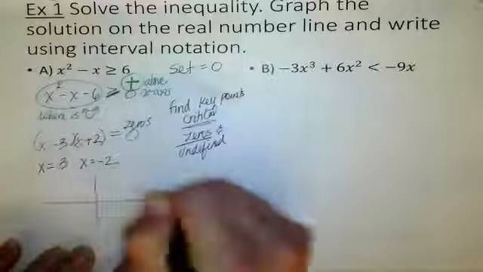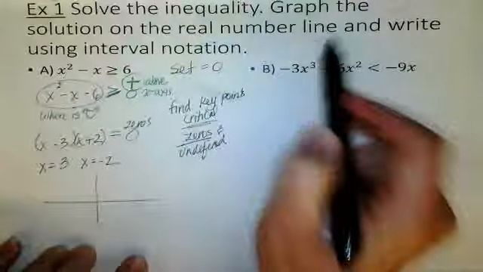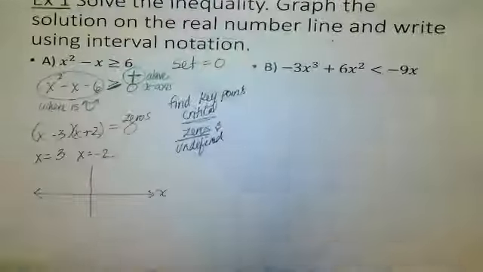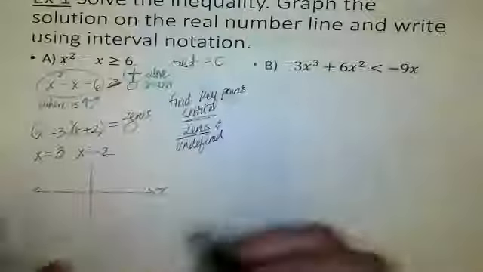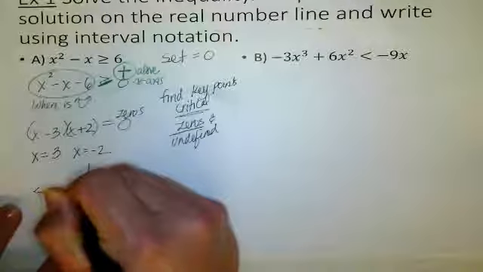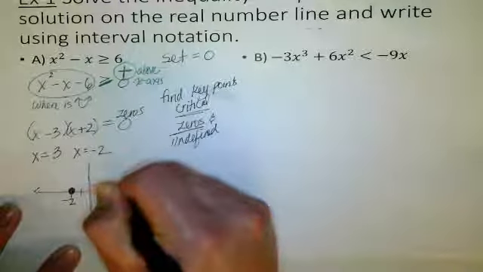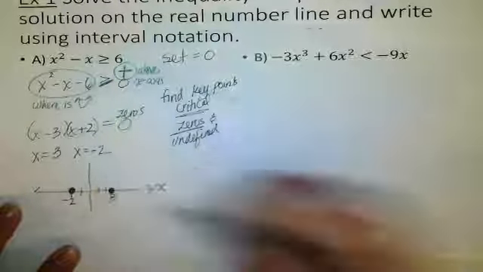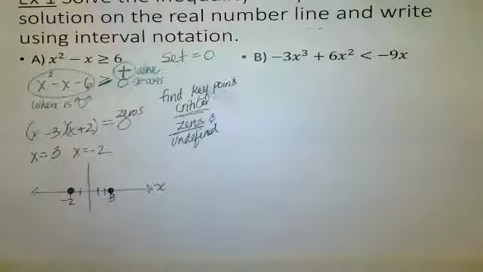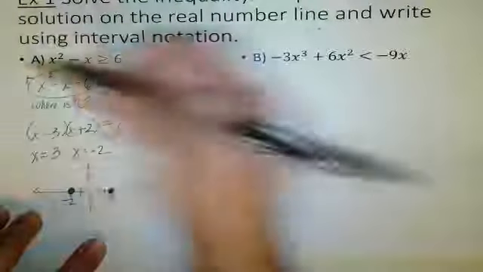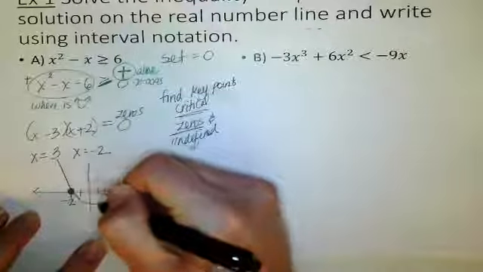I'm going to graph these on the real number line. Well, the real number line is just the x-axis, but since I have a graphing calculator, you can use it. Here's negative 2, where my function is equal to 0, and here's positive 3, again where my function is equal to 0. This is a parabola. Is it an up parabola or a down parabola? It's an upward parabola, because it's a positive x squared. So it looks something like this.